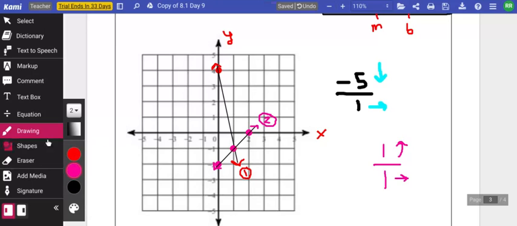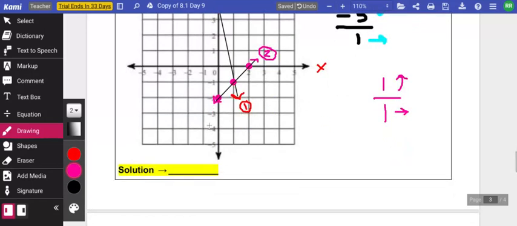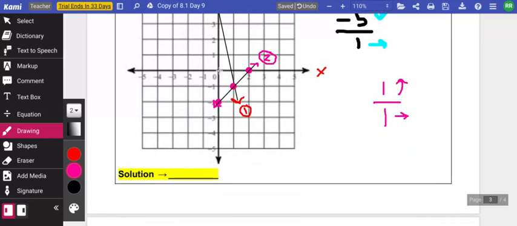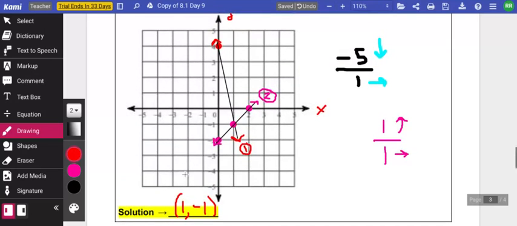So what's my solution? My solution is this point right here, okay? Because that's where the lines intersect. They have the same dot at that point right there. So what is that ordered pair? Well, from the origin, I would go right 1 and down 1 to get to the intersection. Right 1 is 1 and down 1 is negative 1. And of course, the ordered pair is put in parentheses. So the intersection is (1, negative 1). That is the solution to this system.